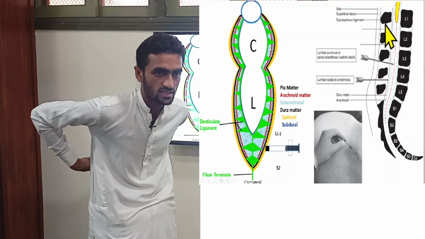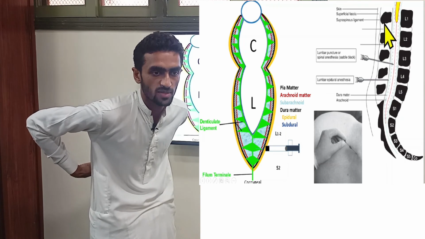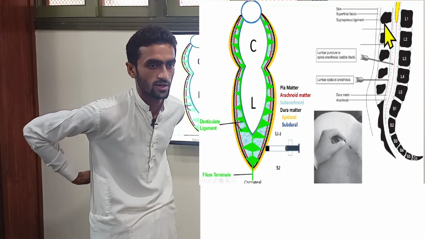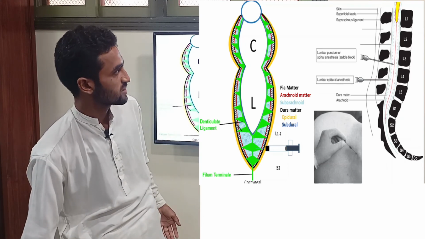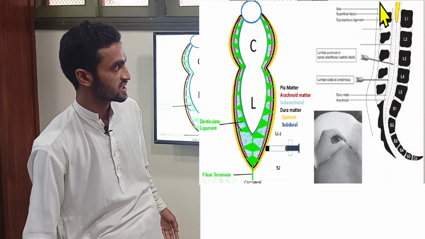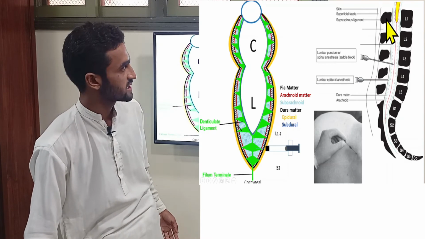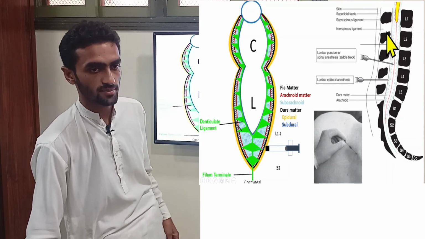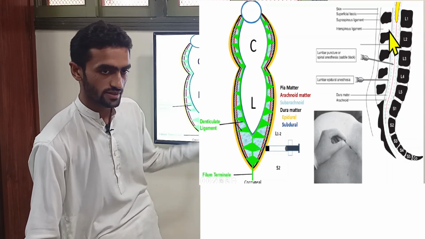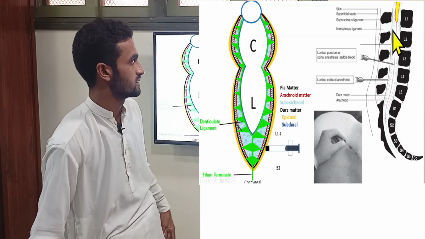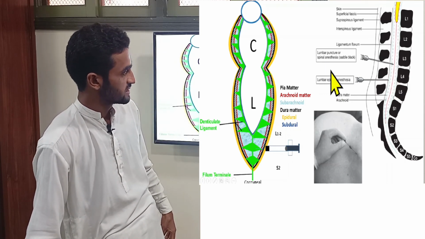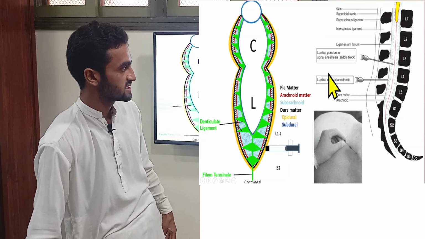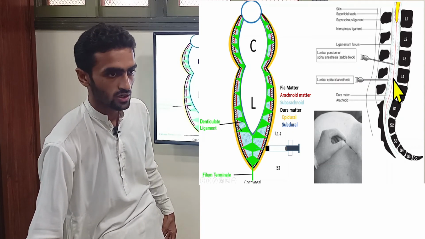Because on the back what is present? Not the body of the vertebra, the spinous process of your vertebra is present. So there is a supraspinous ligament, which is outside along the outer margin, and in between is the interspinous ligament. These are the ligaments of your vertebra. Then the ligamentum flavum. When you do a lumbar puncture or spinal anesthesia, you are crossing all these layers.